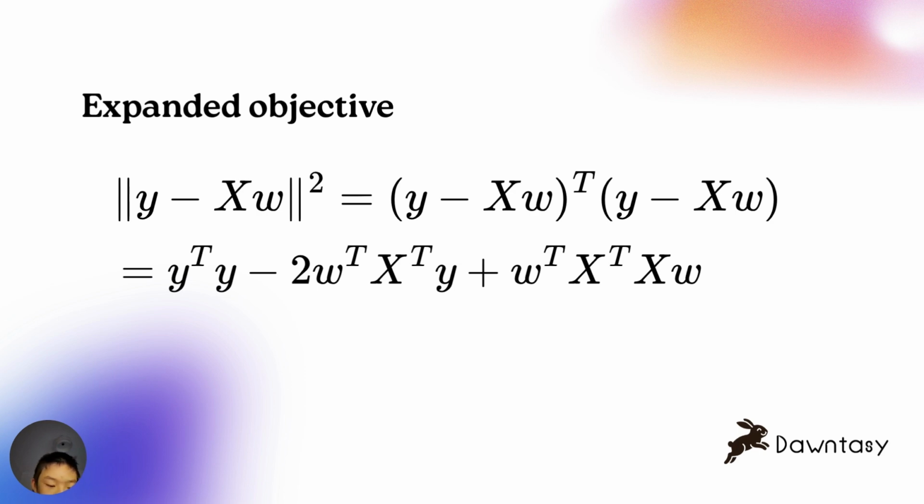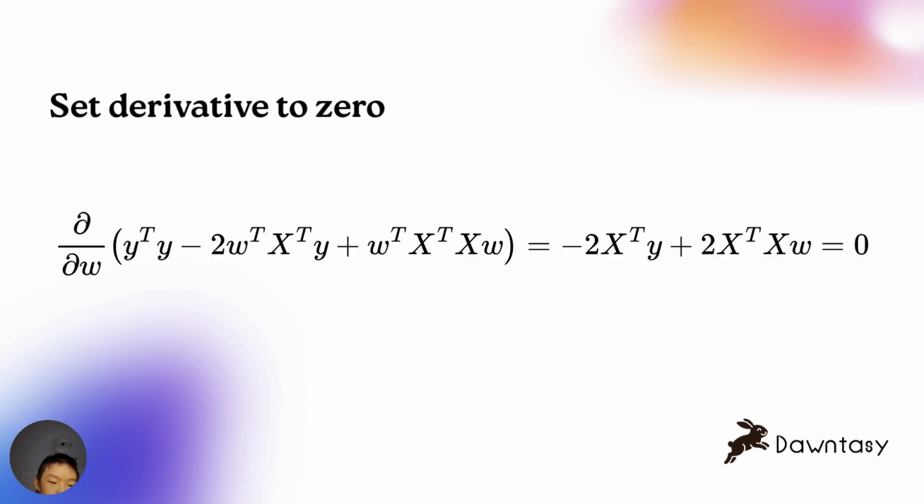How do we find the global minimum then? We can use the derivative trick in calculus. By evaluating the derivative of this function and setting it to 0, it provides us with the global minimum. If we differentiate this, we get -2 X transpose y. That comes from the middle term.